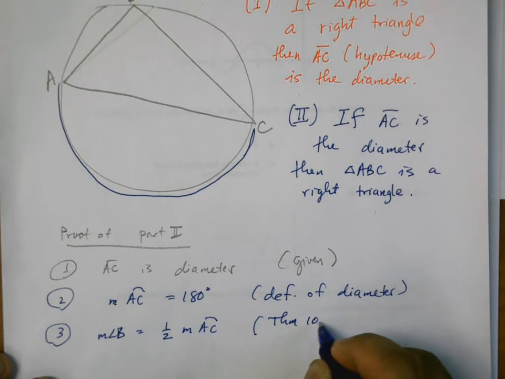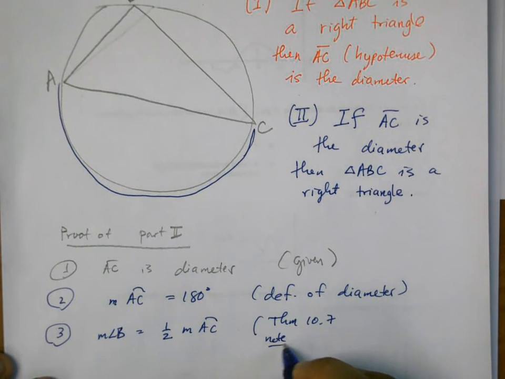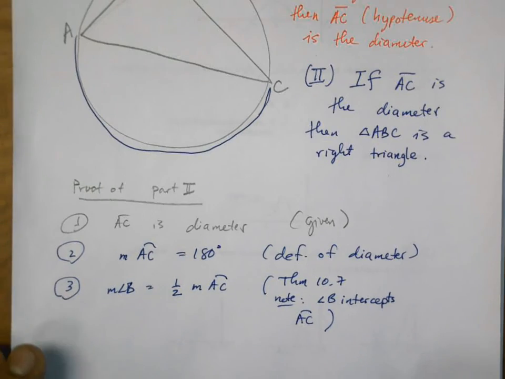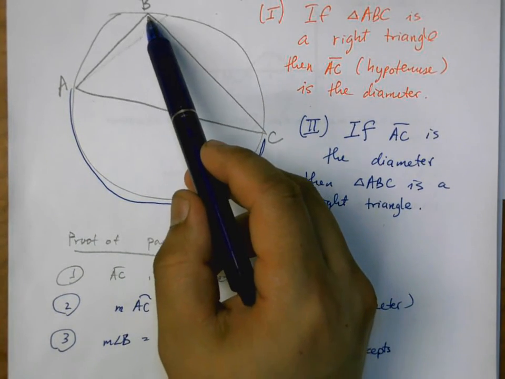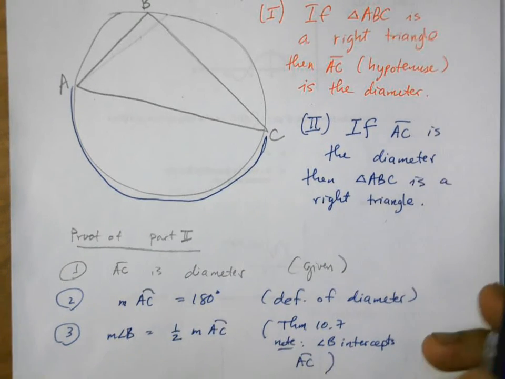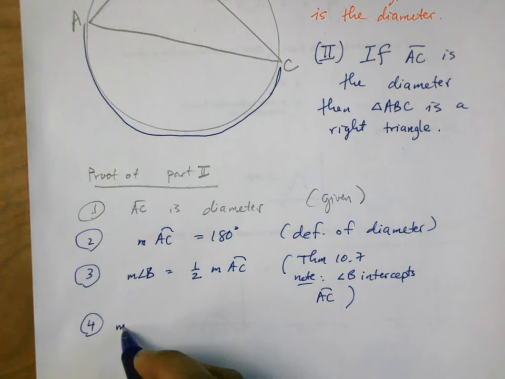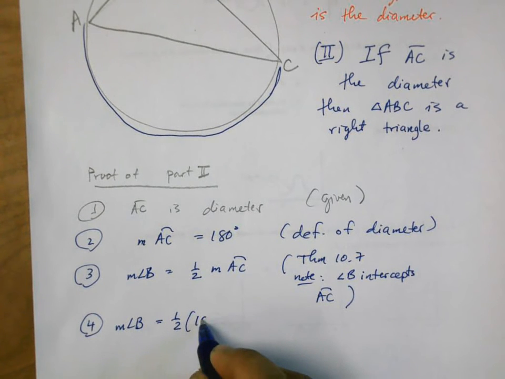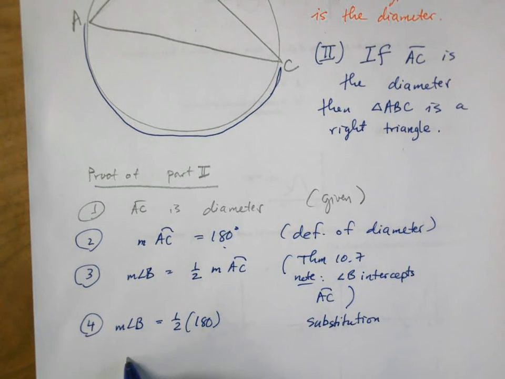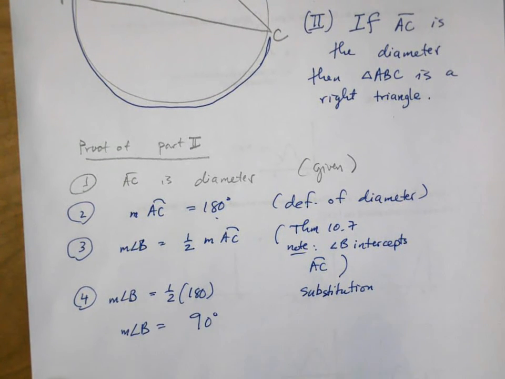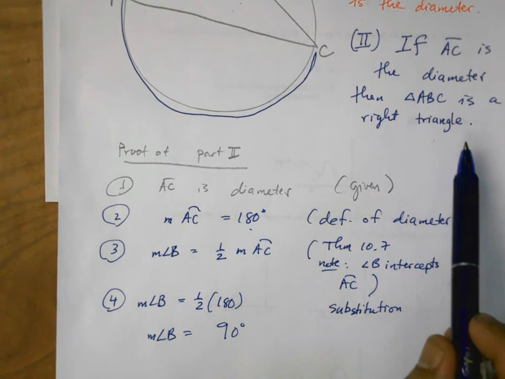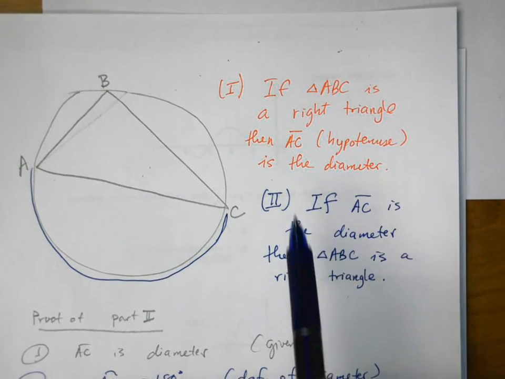And this is theorem 10.7. Okay. And note that angle B intercepts arc AC. Okay? So this angle B intercepts this arc AC, and this arc here is 180 degrees because this length is a diameter. So now we just have to do a quick substitution. The measure of angle B is equal to 1/2 times 180. Doing the substitution here, that says that the measure of angle B is in fact 90 degrees, and we're done. Okay, so we have a triangle and we have a 90-degree angle, so therefore this definitely is a right triangle. Okay. So I leave this to you to prove part 1 on your own.